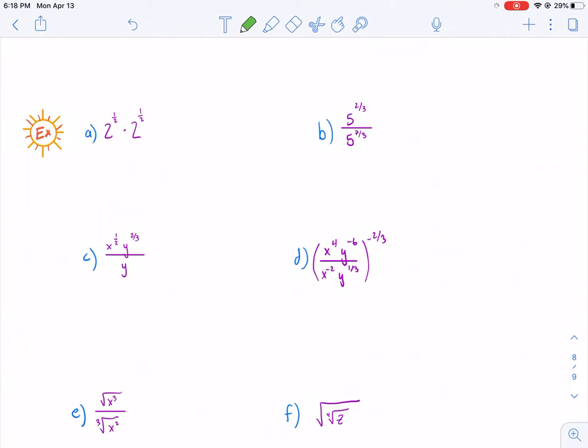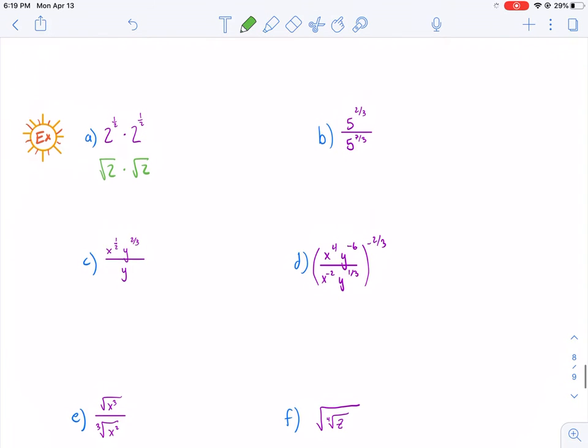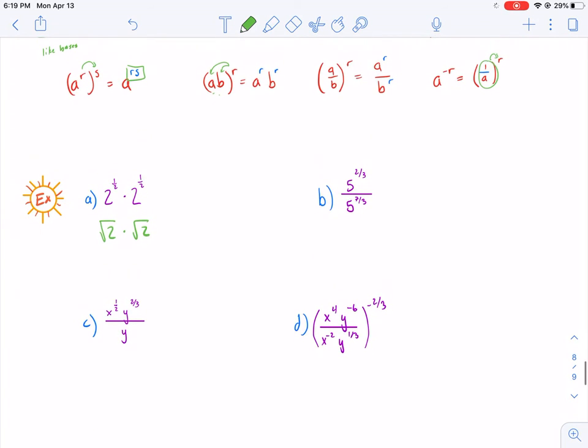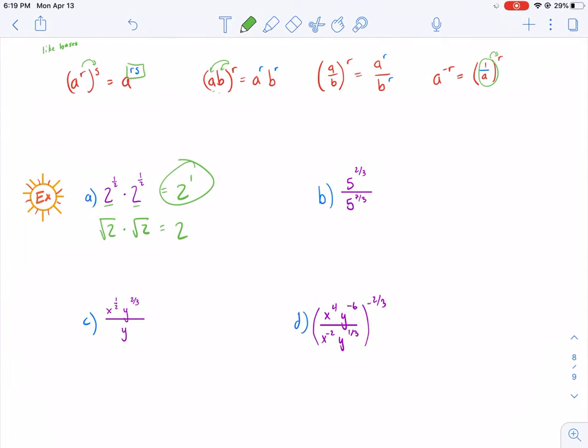So first up, we have 2 to the 1/2 times 2 to the 1/2. That's the same thing as the square root of 2 times the square root of 2. Please see the previous video on what that means for rational exponents if you're confused on that. But basically, if we have like bases, which they are, we add the exponents. So 1/2 plus 1/2 is 1, 2 to the first power, and that's what we should get either way we do that. There's our answer.